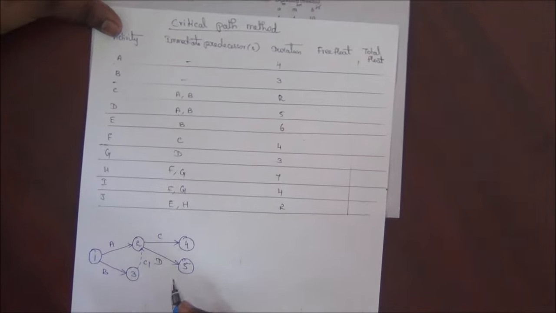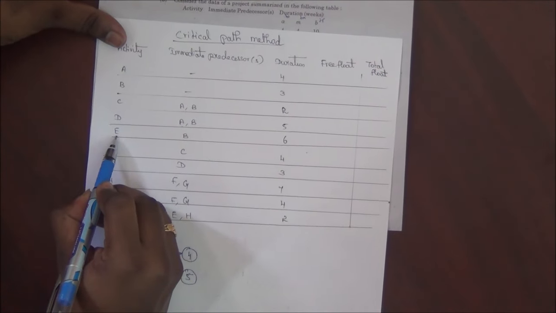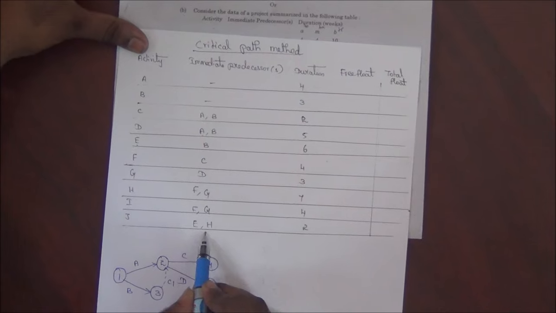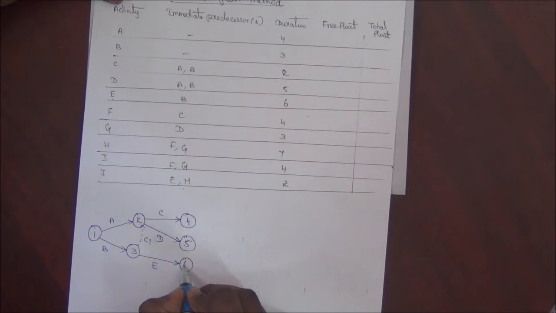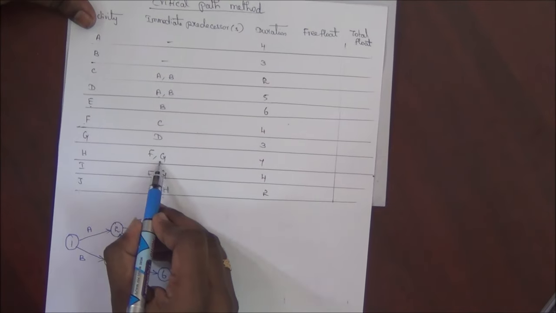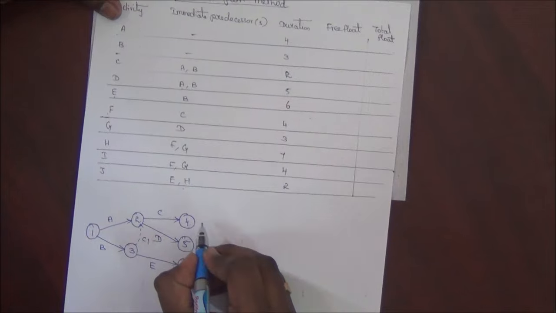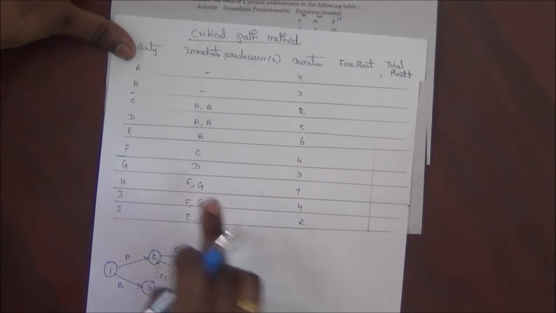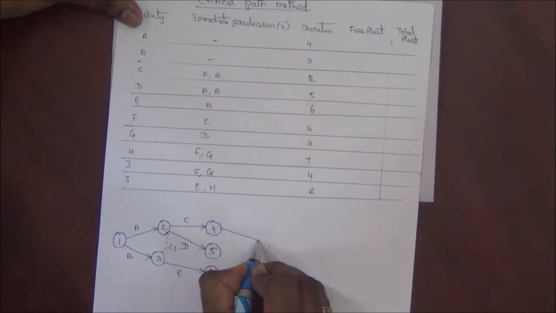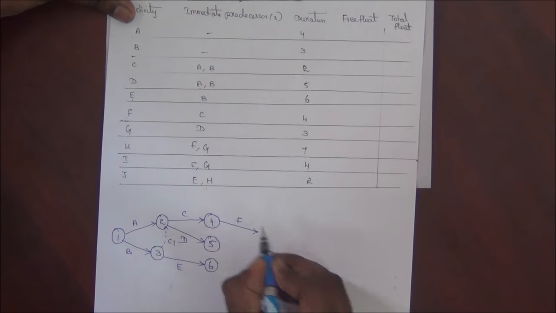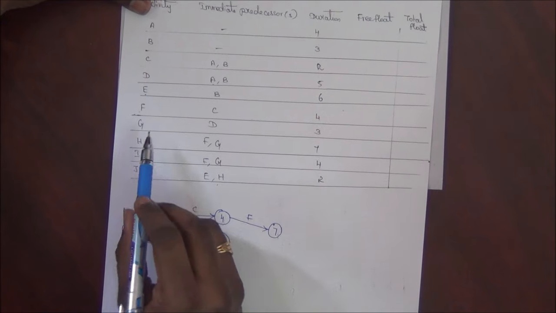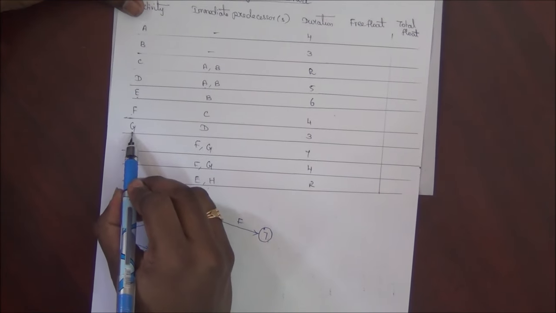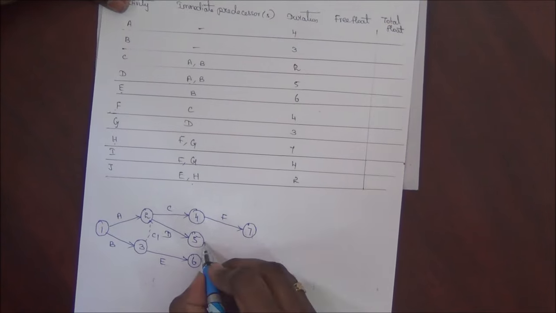E comes after B, but we have to keep in mind that E also comes along with H. So just draw E first. F comes after C, and F also comes along with G. So keep in mind that G also comes, and draw that F. G and F come along with H, so we have to construct G in such a way that F and G join. So G.